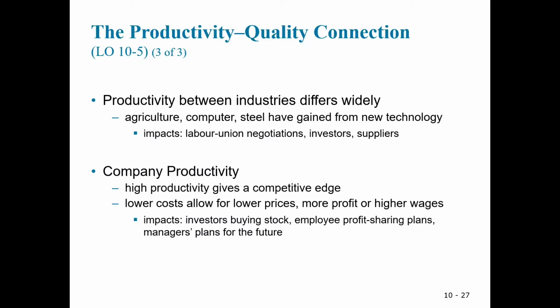Industry productivity. Specific industries vary widely in their productivity. Examples are technological improvements that have increased the productivity of the computer, steel manufacturing and forestry industries in Canada. Unions, suppliers, investors and communities all have their own reasons, which are described, for concern over productivity levels in specific industries. Company productivity. High productivity reduces the costs of production and can lead to lower prices, greater profit, higher wages, and greater competitiveness, making the level of productivity important to investors, workers and managers.